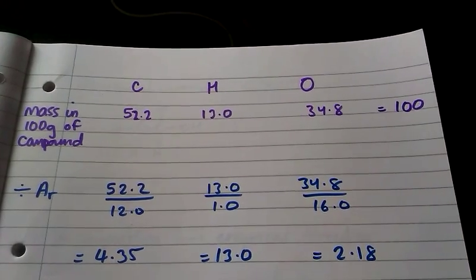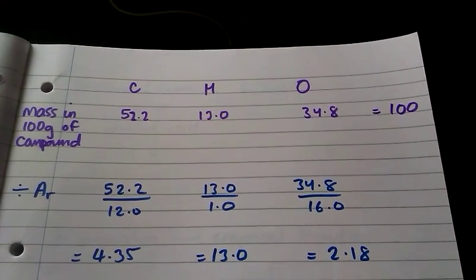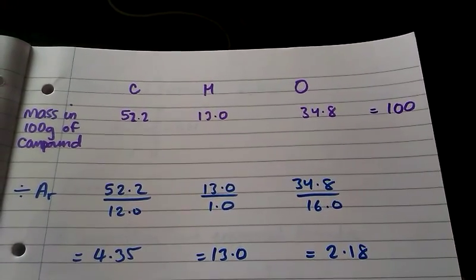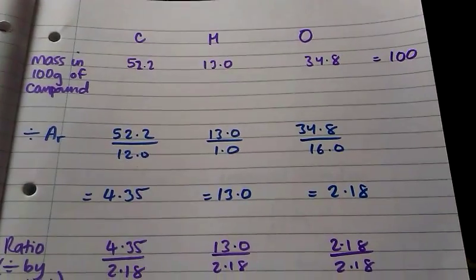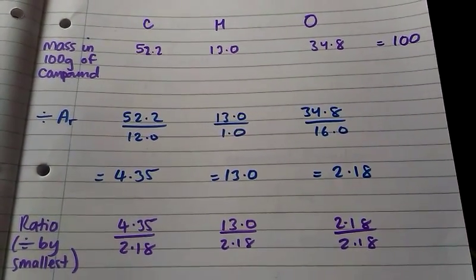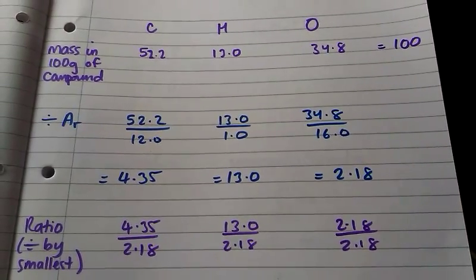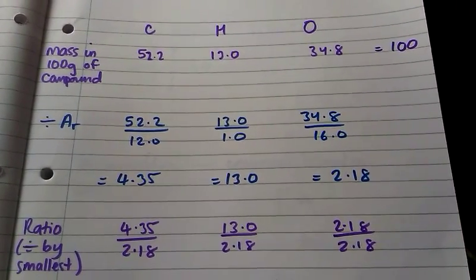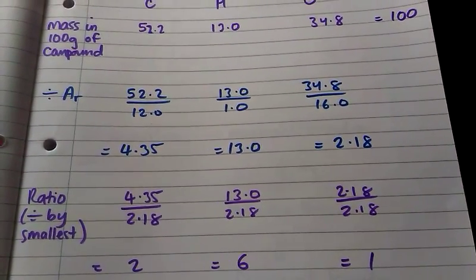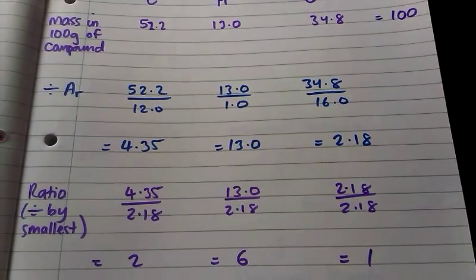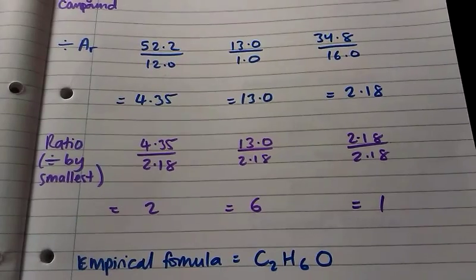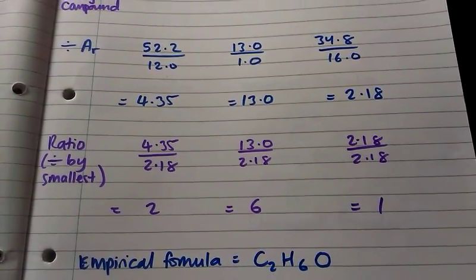And we get these numbers. So from there, to work out what the ratio is, we then divide by the smallest of these 3 numbers. In this case it's 2.18. So 4.35 divided by 2.18, 13 divided by 2.18, and 2.18 divided by 2.18. And here we get the ratio of carbon to hydrogen to oxygen to be 2 to 6 to 1. So that tells us that the empirical formula is C2H6O.